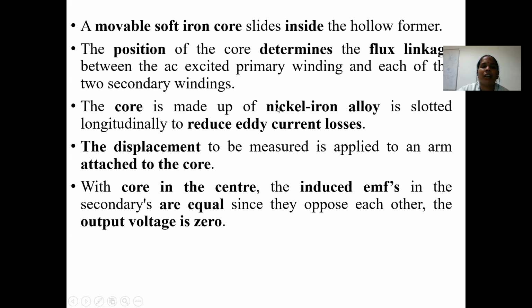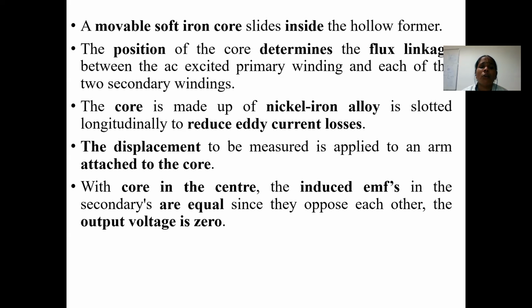The movable soft iron core slides inside the hollow former. The position of the core determines the flux linkage between the AC excited primary winding and each of the two secondary windings. When the position of the iron core changes, the flux linkage changes. The core is generally made of nickel iron alloy and is slotted longitudinally to reduce eddy current losses. The displacement to be measured is applied to the arm attached to the core.